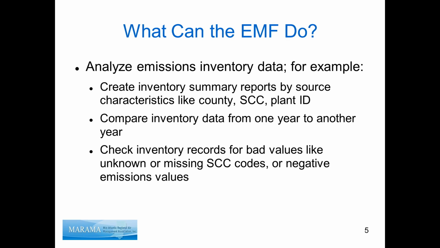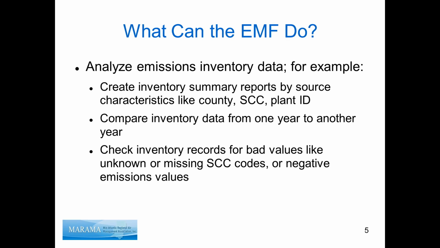So the first thing we talked about is analyzing your emissions data. We talked about how we can create different summaries of the data. For example, we can create inventory summary reports by different source characteristics: county, SCC, plant ID, whatever codes might be in the inventory. We also have the ability to compare inventory data from one year to another year, and in fact, it's more flexible than that. You can even sum up inventory data and compare between sectors or across file formats, if that makes sense to do.